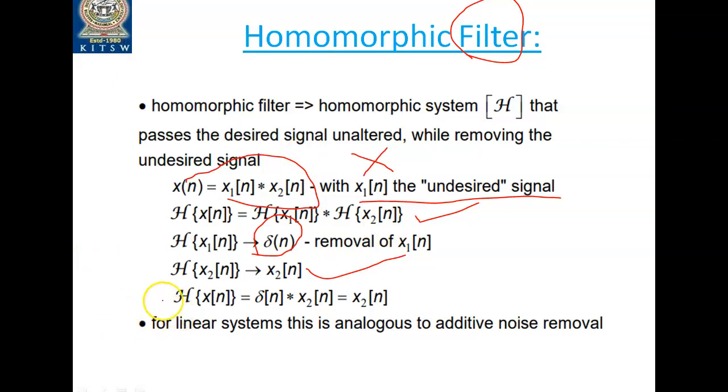So H of x of n equals delta of n convolved with x2 of n, and we get x2 of n. This is the property of an impulse: if any signal is convolved with the impulse function, the signal itself is the result. So we need to understand that this is the way we remove x1 of n.